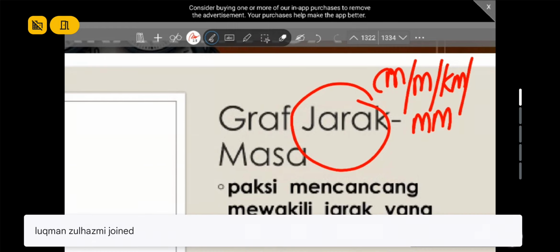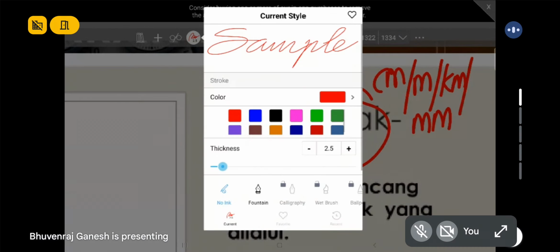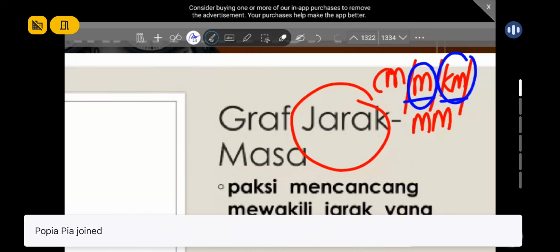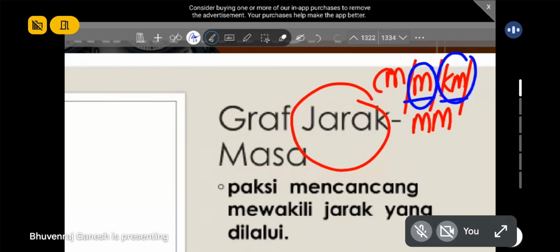But in your SPM, the major ones are meter and kilometer. Yang paling banyak ditanya dua-dua yang ni. They always ask meter and kilometer for your maths, for Form 4 Chapter 7. So these are the major ones.